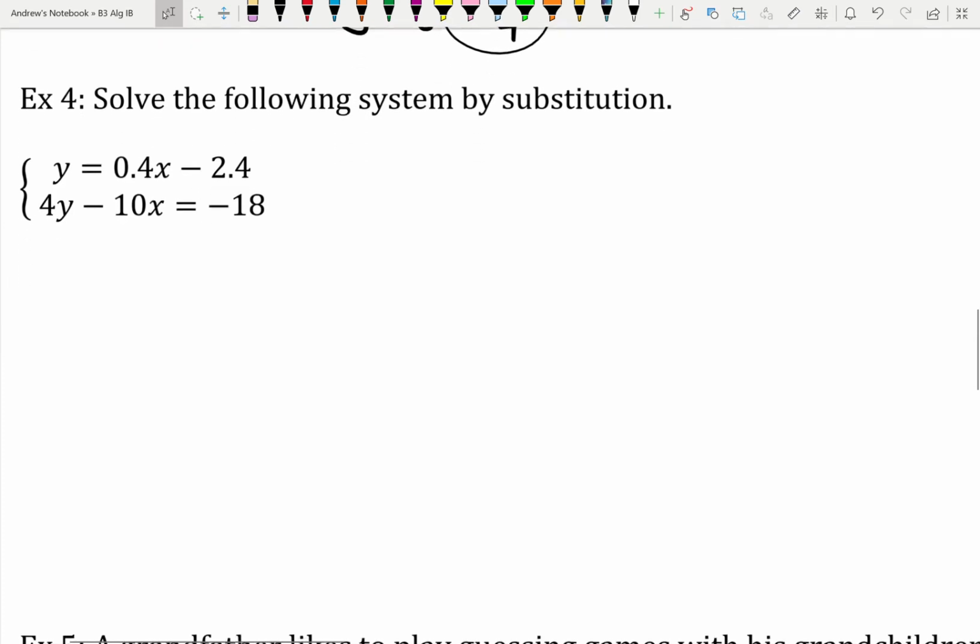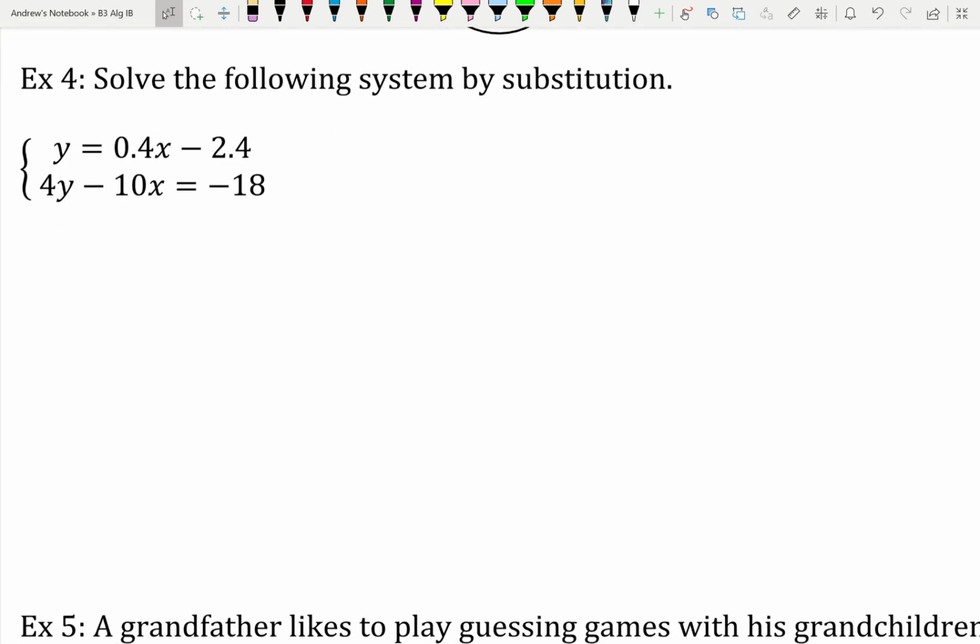Oh my gosh, decimals. Ew. So let's run through how to take care of one with decimals as well.